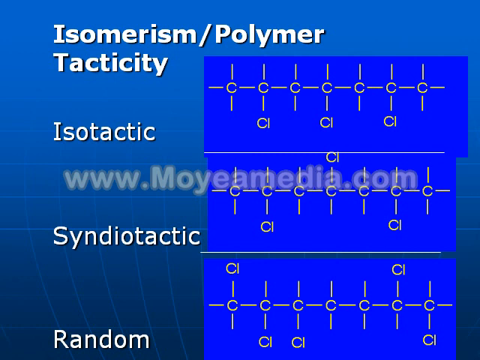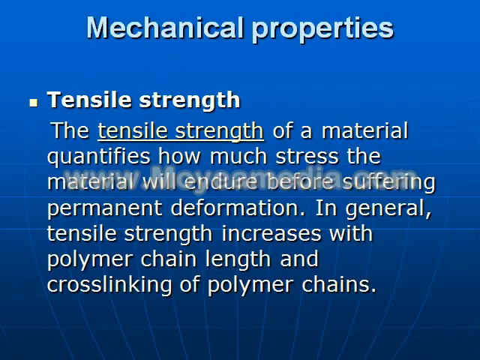This shows the isomerism of the polymer in which three isomers are shown. One is isotactic, second is syndiotactic, and third is random.